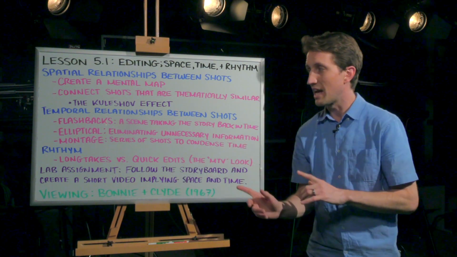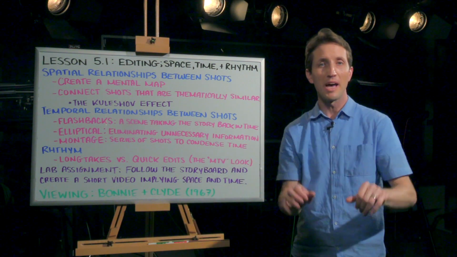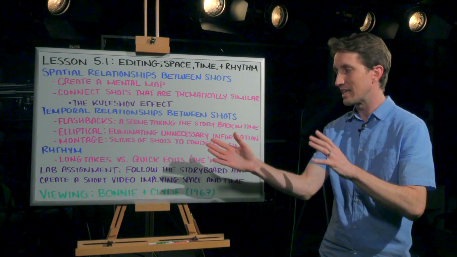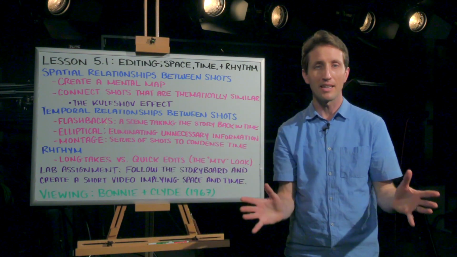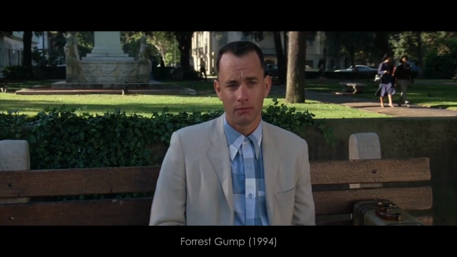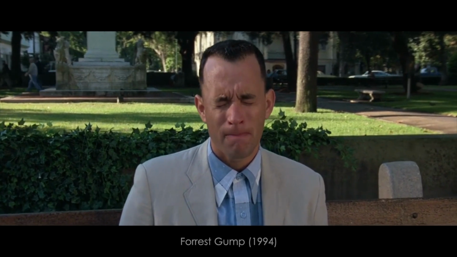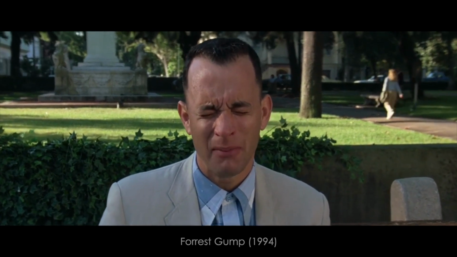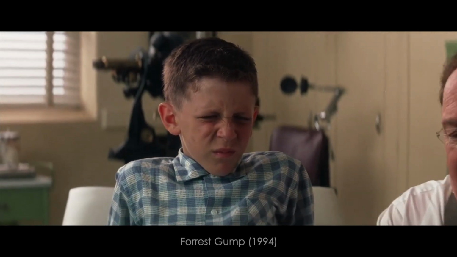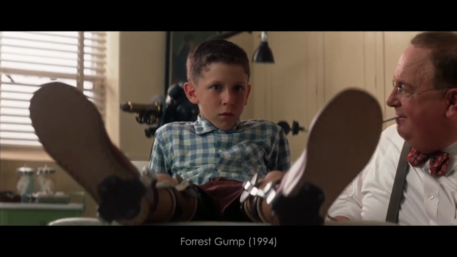You can also use editing to create temporal relationships between shots. Way back in Unit 1, we talked about flashbacks, and here they are again. A scene that takes the story back in time. We gotta go back in time. So in this example from Forrest Gump, we're slowly pushing in on Tom Hanks's face. He's telling the woman next to him about his story, and he closes his eyes, and now we cut to a small child with his eyes closed, and we have traveled back in time.